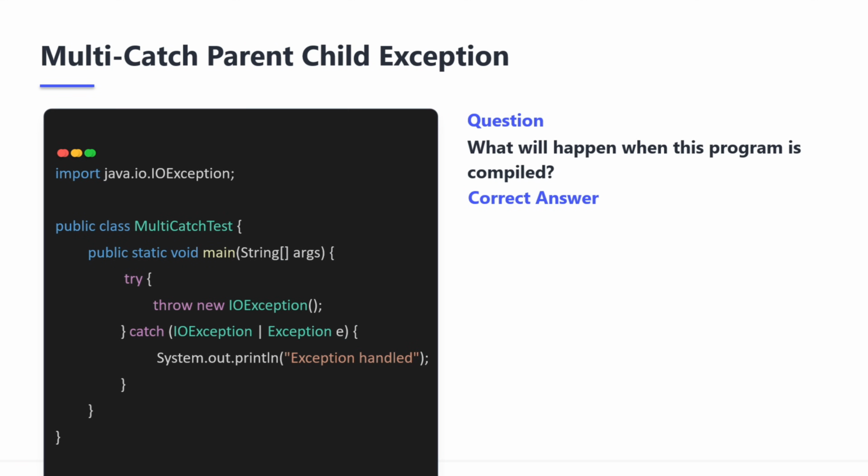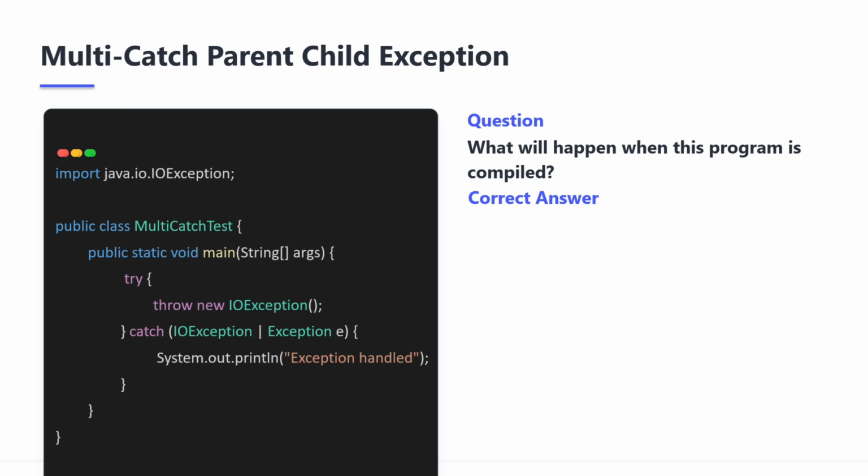Now let's take a look at this program. This question is based on multiple catch exception handling. So pause the video and try to predict what will happen at the time of compilation, because this is a very tricky question and can be asked in the assessment very often. In the try block, you can see throw new IOException. So clearly an IOException is being thrown. Now let's take a look at the catch block. This is a multi-catch block, which was introduced in Java 7. And here comes the trick.